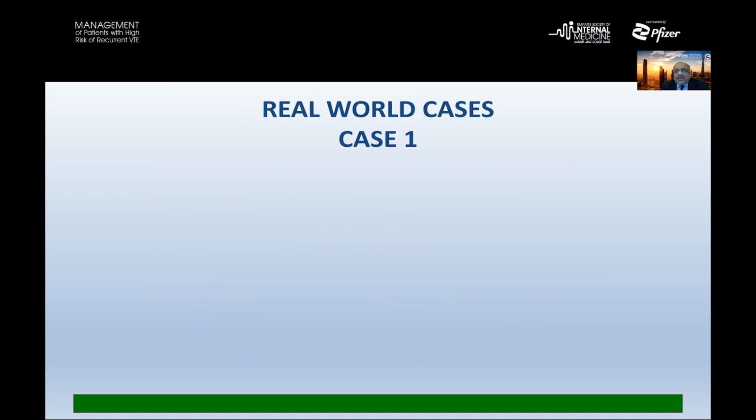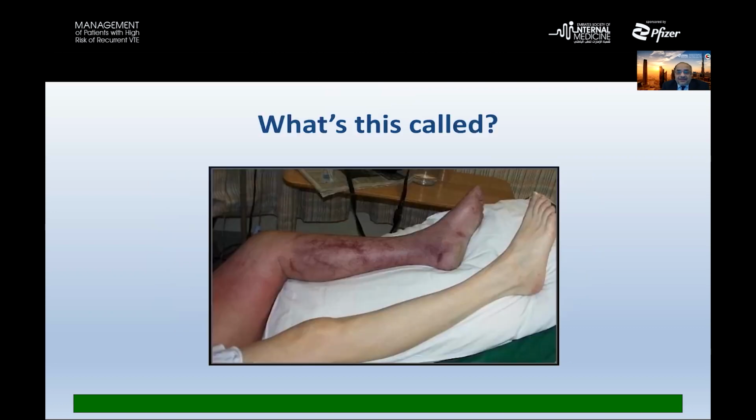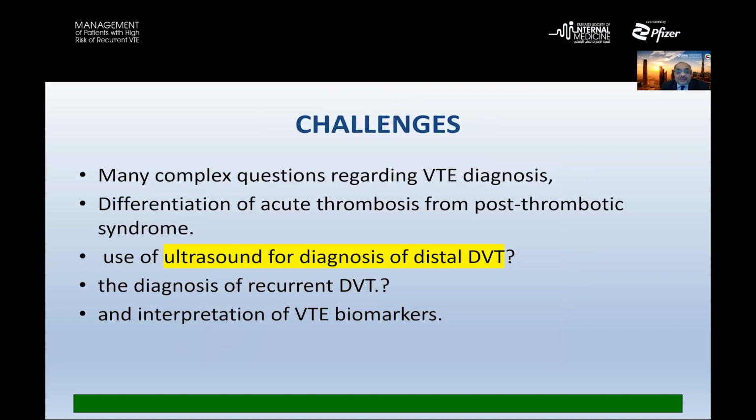Let's quickly go through the cases. What is this? This is an obese man who in the past had a DVT 8 years ago after surgery. He had a swelling of the leg and now he's coming back and his D-dimer is 1,500. And we are not sure, does he have a new thrombus or not? This is the picture. So it could be anything. It could be post-thrombotic syndrome, necrotizing fasciitis, or cellulitis. It could be a new distal vein thrombosis.